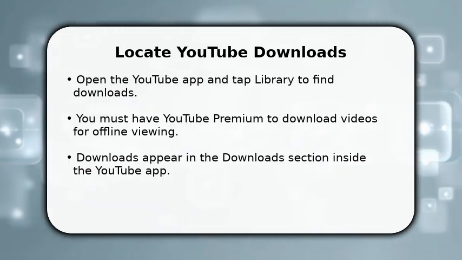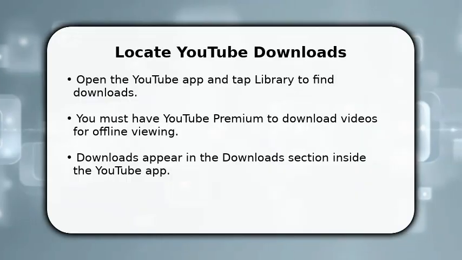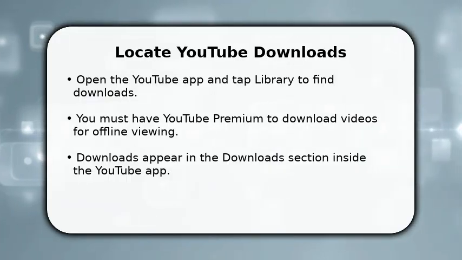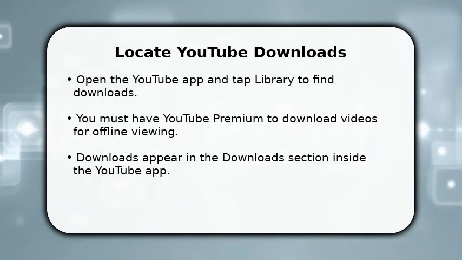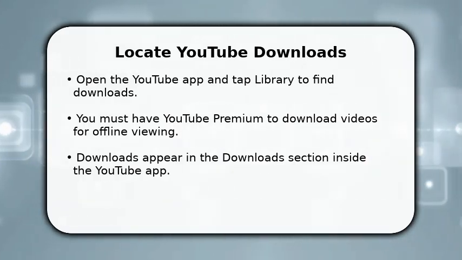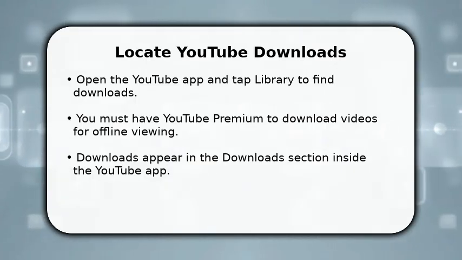From the home screen, tap Library at the bottom to access your content. In Library, look for the Downloads tab and tap it to open. The Downloads section lists videos saved for offline playback inside the app only.